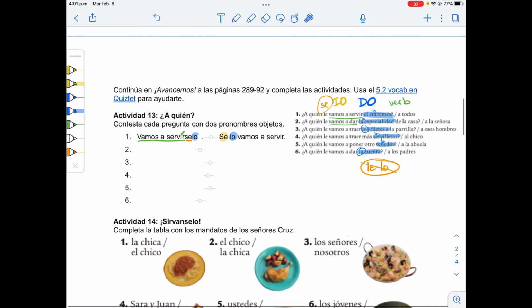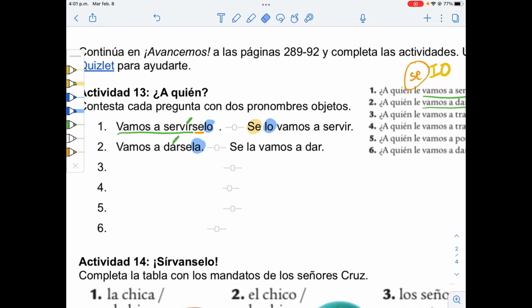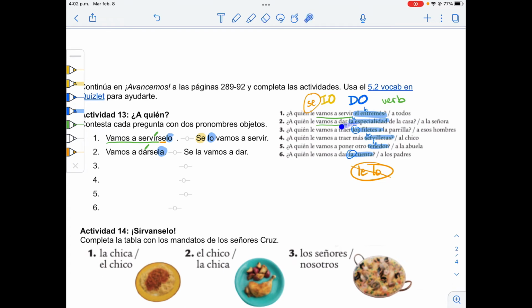Anyway, okay. Número dos, la especialidad. So we have vamos a darse la. Again, with the accent on the dar. However, if you want to go se la vamos a dar, that's also fine. Número tres, we have los filetes. So, vamos a traerse los filetes, again, accent on that traer. Otherwise, you want to put them out in front, se los vamos a traer. Brilliant.